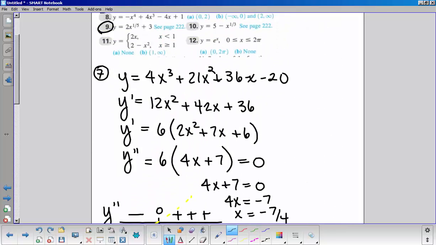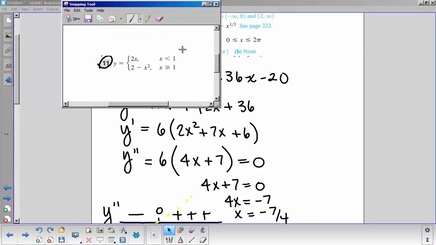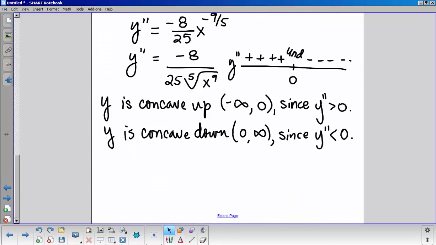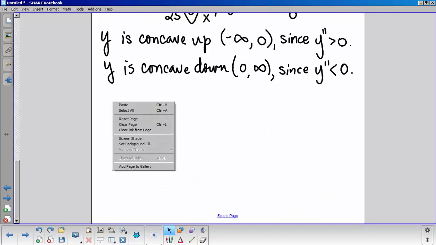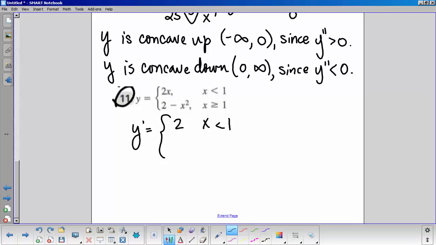Number 11. This is a piecewise. I may need some help here remembering that one. All right, so I need the second derivative here. So y prime is going to also be a piecewise. Derivative of the first part is what? 2x. The derivative is 2x for x less than 1. What about the second piece? Negative 2x, when x is greater than 1.